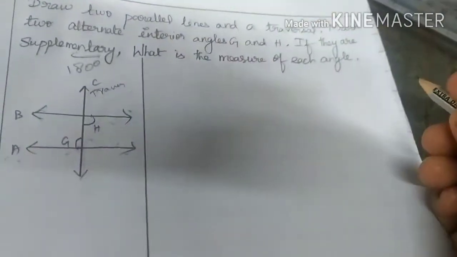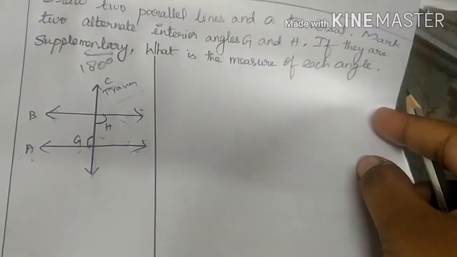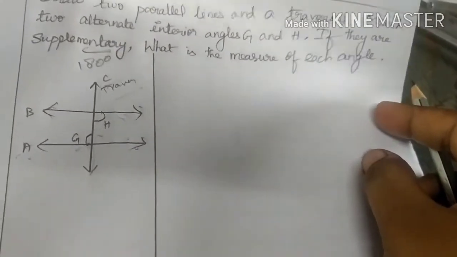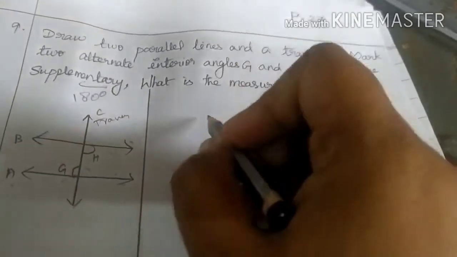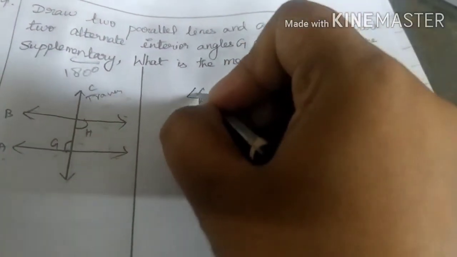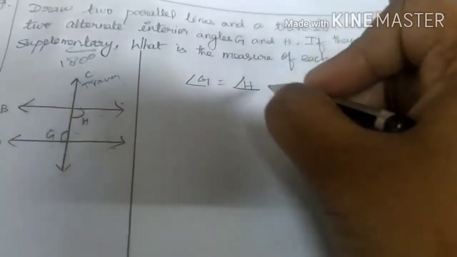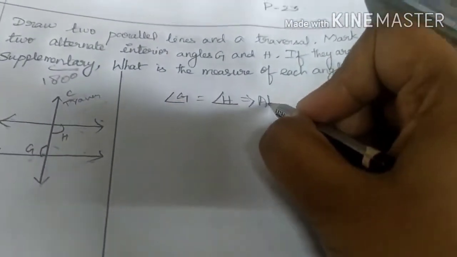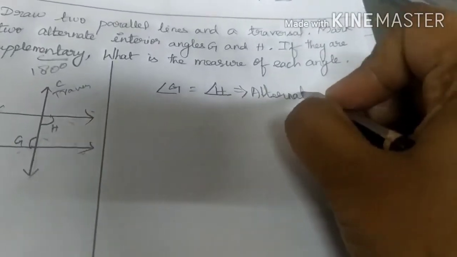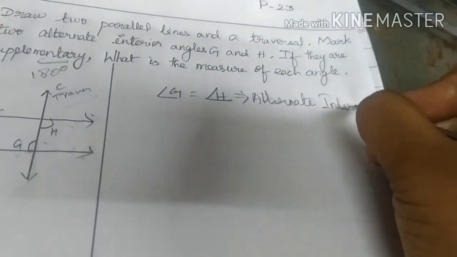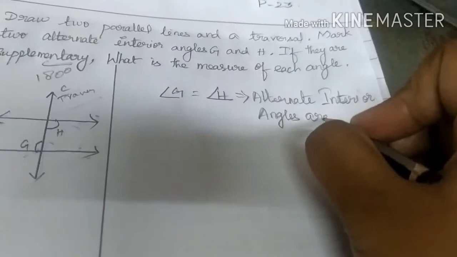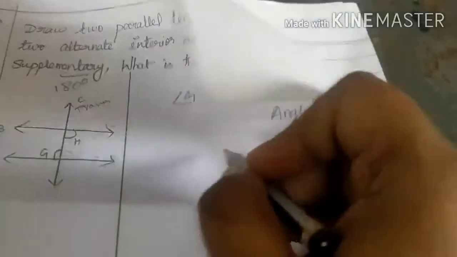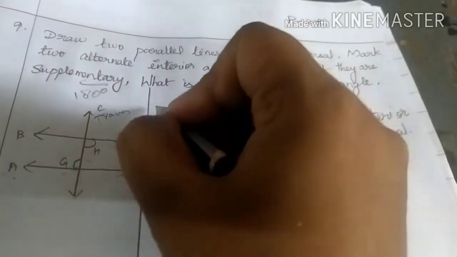180 degree, we all know that. Okay, what is the measure of each angle they are asking? Okay, shall we find the answer now? Children, we all know that alternate interior angles are equal. So you just write it here: alternate interior angles, that is angle G is equal to angle H, because alternate interior angles are equal. Take it as equation 1.